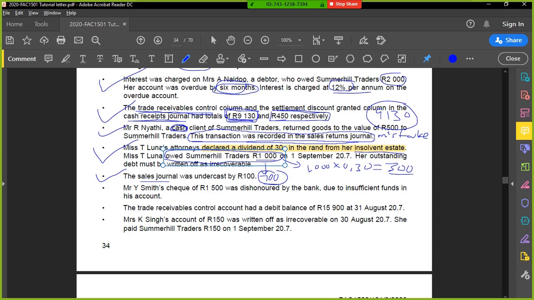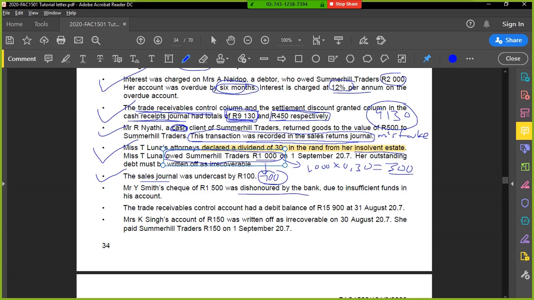Mr. Smith's check of 1.5 was dishonored. Do you still remember what a dishonored check is from yesterday? Yeah, when the other person doesn't have enough money to pay it. Good. So the check bounces. Okay, where do you show that? A dishonored check will always affect the debtors how? It decreases your debtors. Oh, it increases because you got more people owing you.